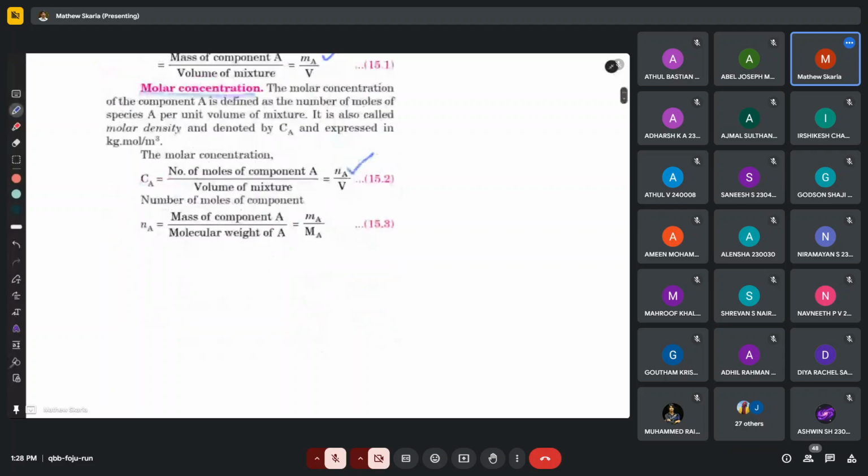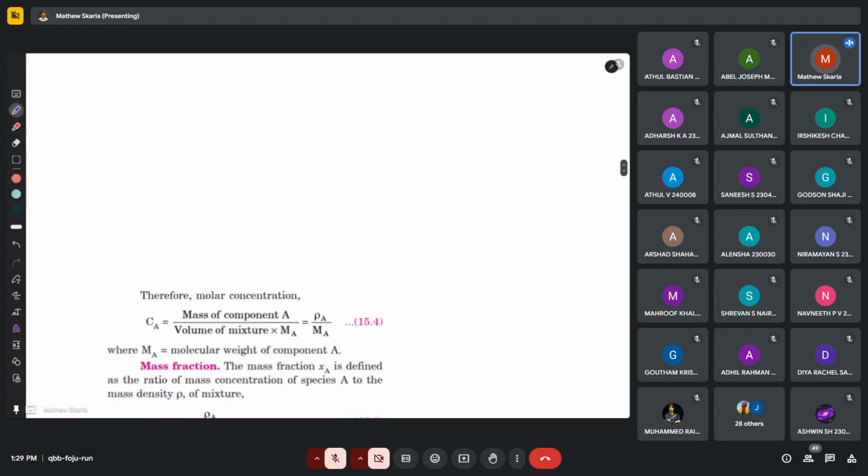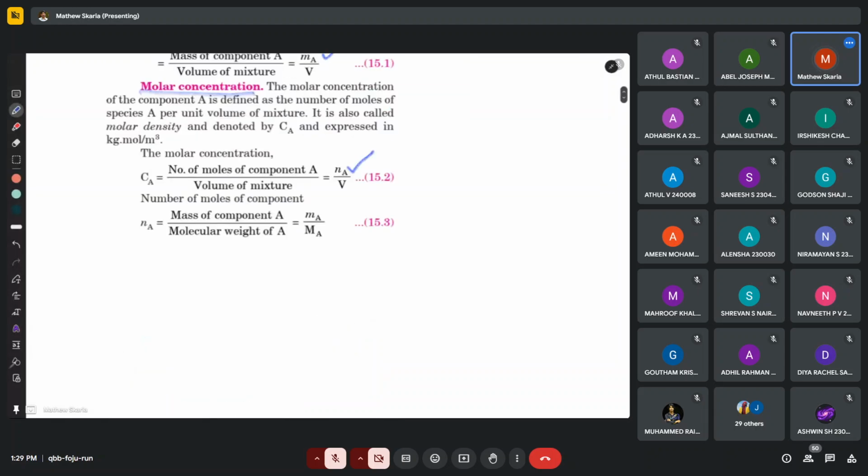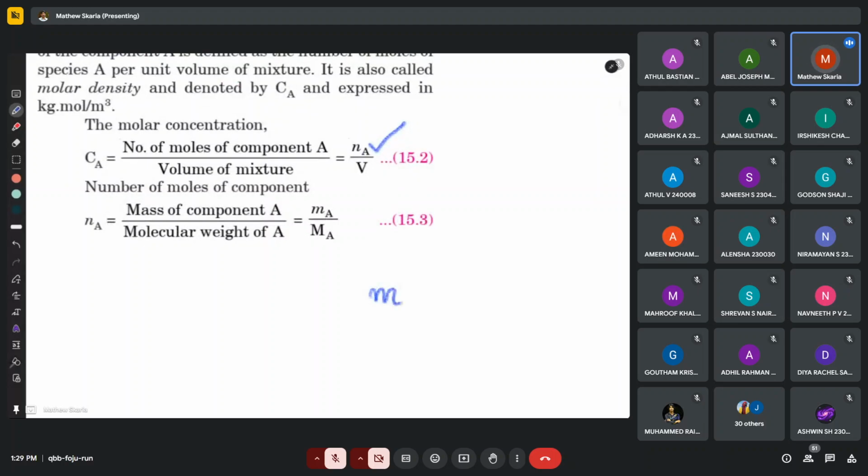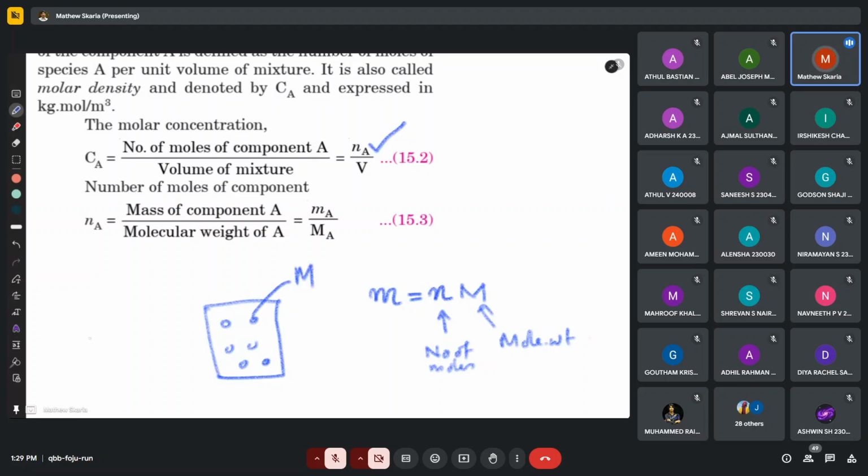Now this expression can be connected with the molar concentration, can be connected with the mass concentration. How can it be possible? See, here mass is equal to the number of moles into the molecular weight. N is the number of moles, M is the molecular weight. So if there is a gas container, there are n number of molecules, each possessing a molecular weight m. So the total mass of the mixture is equal to the number of moles into its molecular weight. That's the total mass of the system.